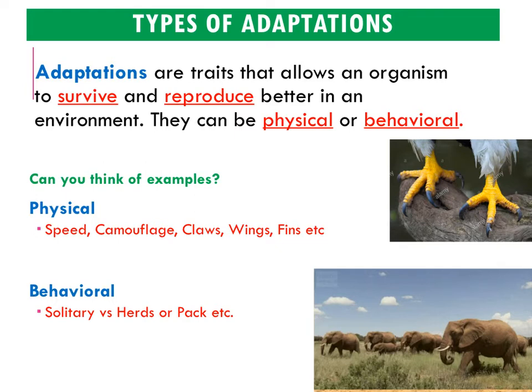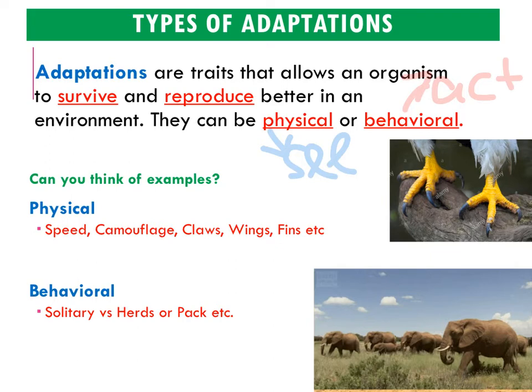Adaptations are traits that allow an organism to survive and reproduce better in an environment. Now, these traits can be physical, something you can see, or behavioral. Behavioral is a way that they act. So, two types of traits, guys. We have physical, I can see them. Behavioral, the way they act. So, I'm going to tell you some quick examples here. Physical would be speed, camouflage, claws, wings, fins.